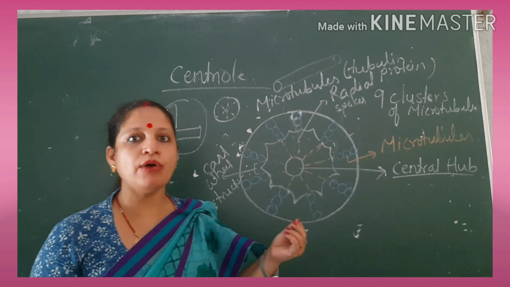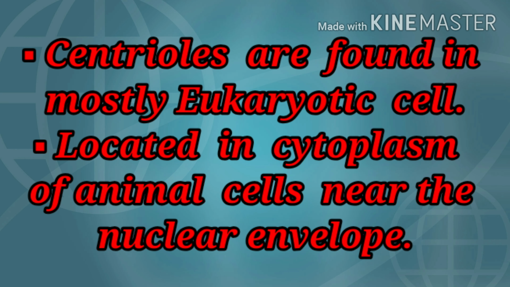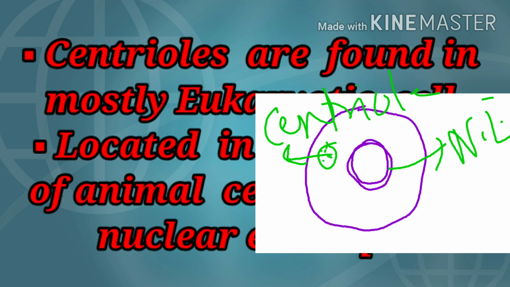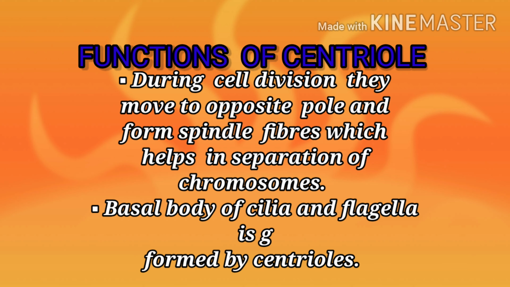Centrioles are found in mostly eukaryotic cells. Eukaryotic cell means one in which the nucleus is well developed, and the centriole is located in the cytoplasm of the animal cells near the nuclear envelope. So it should be clear from this diagram. If this is a eukaryotic cell, the centriole is mainly present near the nuclear envelope, which is also called nuclear membrane.